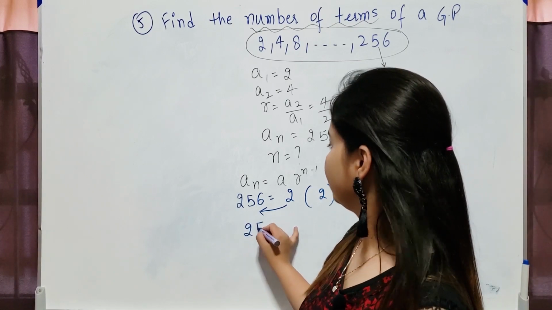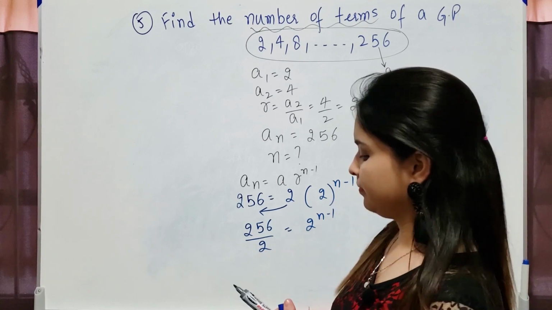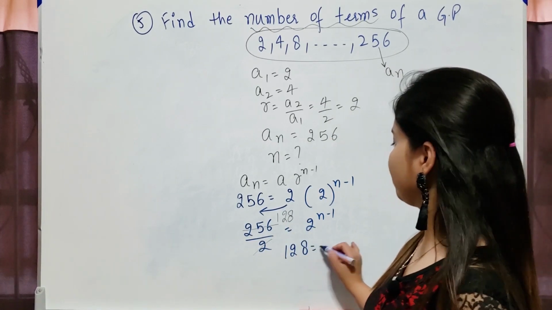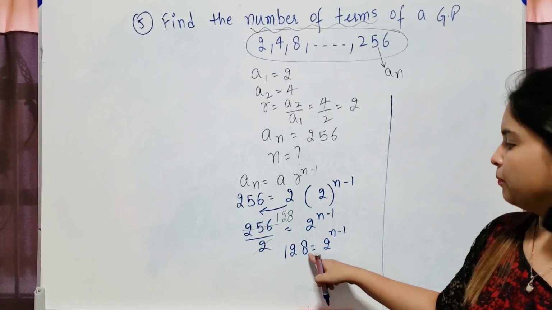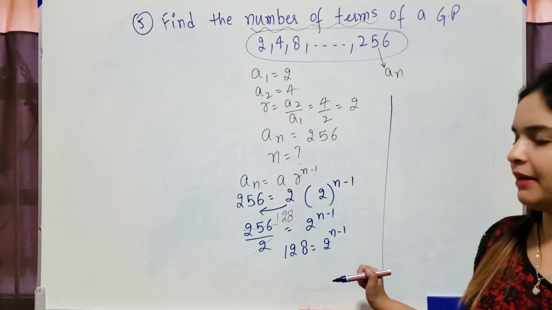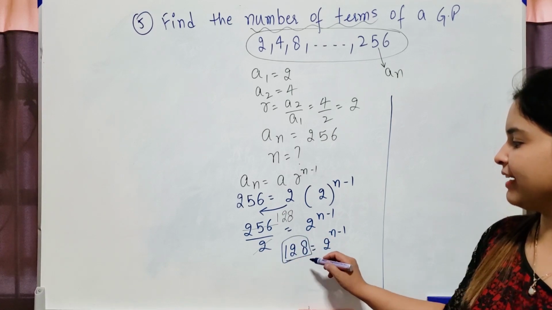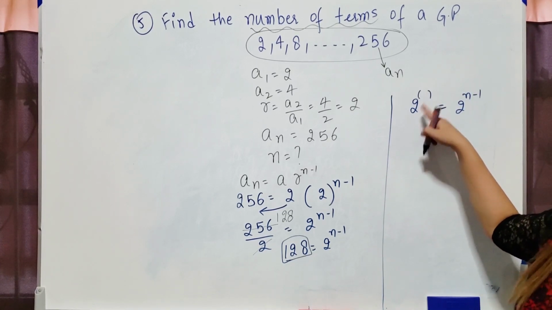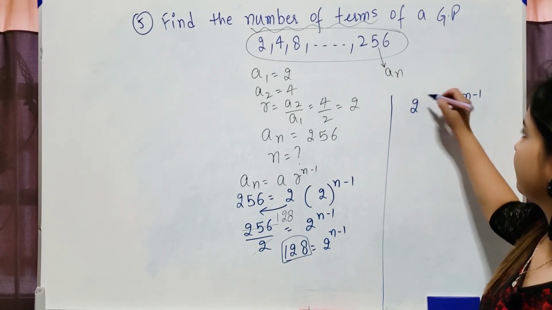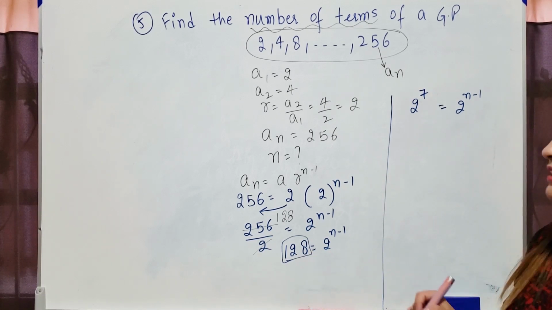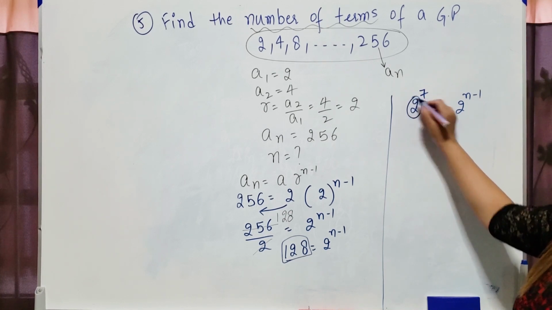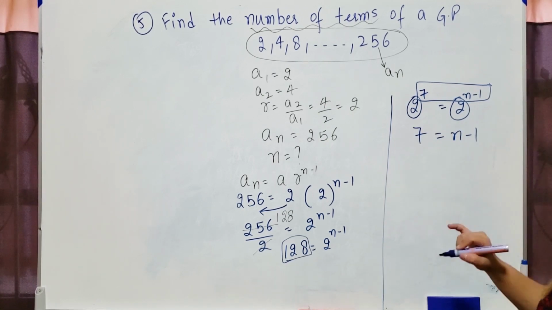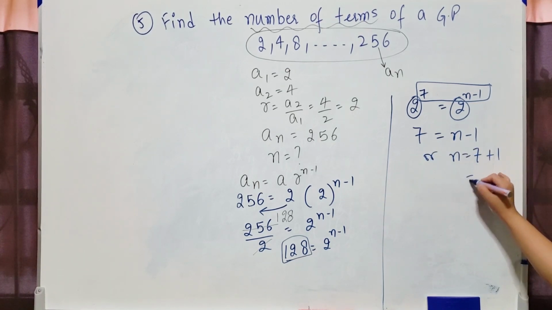I can move this 2 down to the other side. Cancel this. 128 is equal to 2 raised to power n minus 1. Now, both the sides are equal. On the right side, I have 2 raised to power n minus 1. So, on the left side, you can change this 128 and write this as 2 raised to power something. Okay. So, 128 is 2 raised to power 7. Now, both the sides are equal. Bases are same. That means powers are also equal. That means 7 is equal to n minus 1 or n is 7 plus 1 which is equal to 8.